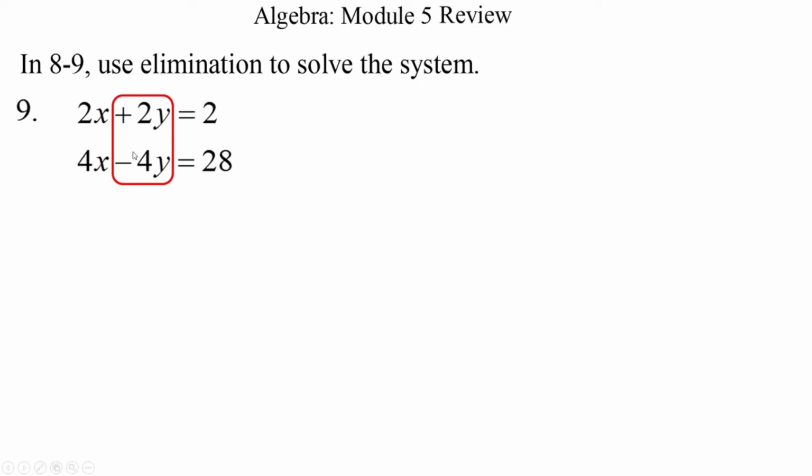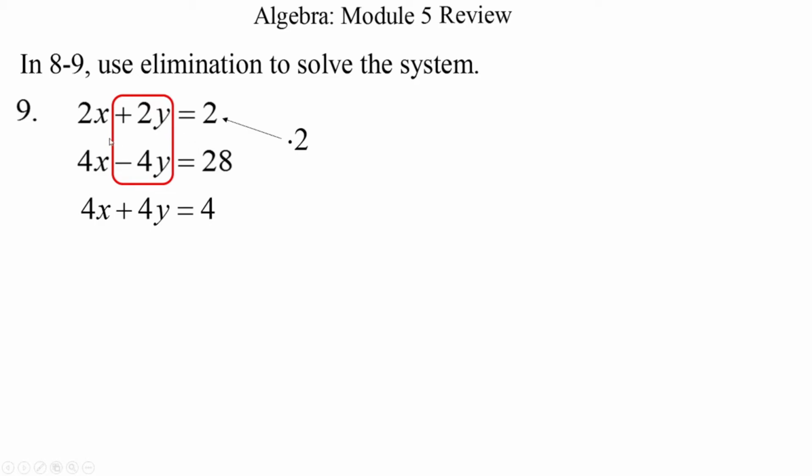So it looks like I'm probably going to multiply by 2 right here, because now watch what happens. 2 times the 2x would give me a 4x. And then 2 times the 2y would give me a plus 4y. And then 2 times 2 is 4.